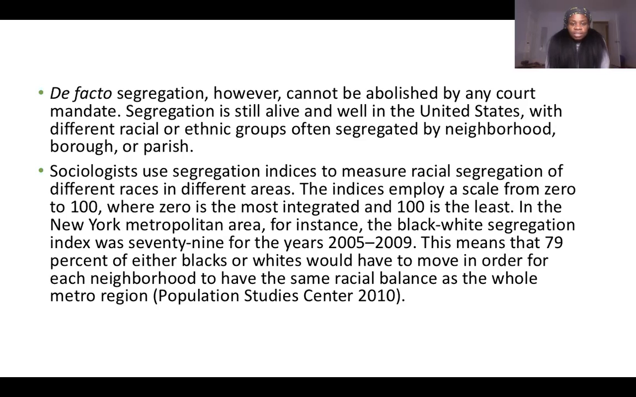Sociologists use segregation indices to measure racial segregation of different races in different areas. These indices employ a scale from 0 to 100, where 0 is the most integrated and 100 is the least. In the New York metropolitan area, for instance, the Black-White Segregation Index was 79 for the years between 2005 and 2009. This means that 79% of either Blacks or whites would have to move in order for each neighborhood to have the same racial balance as the whole metro region.